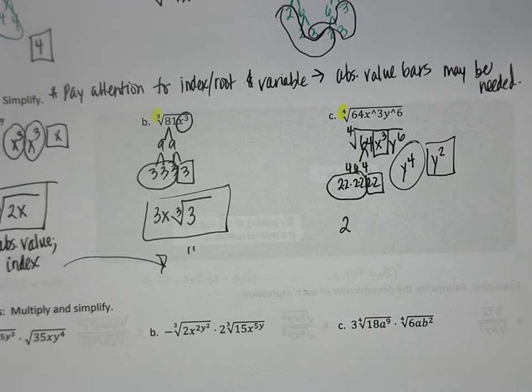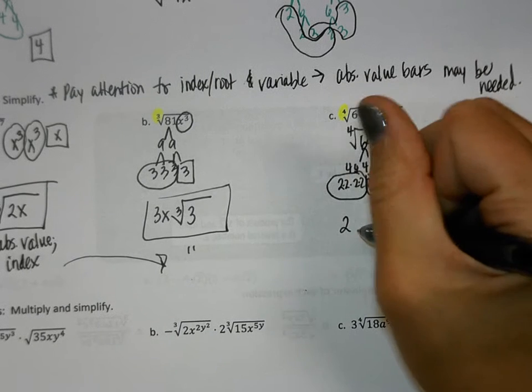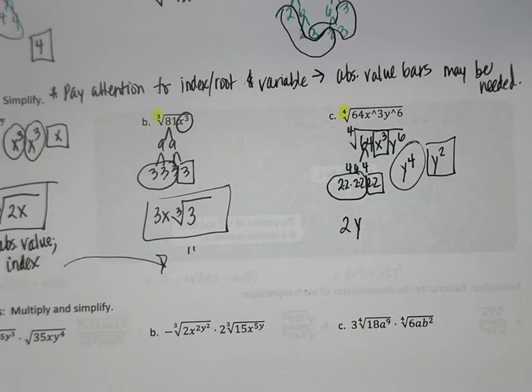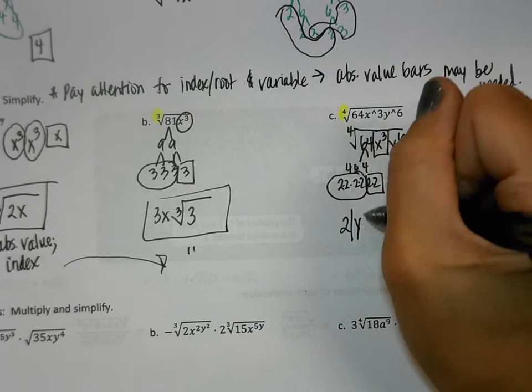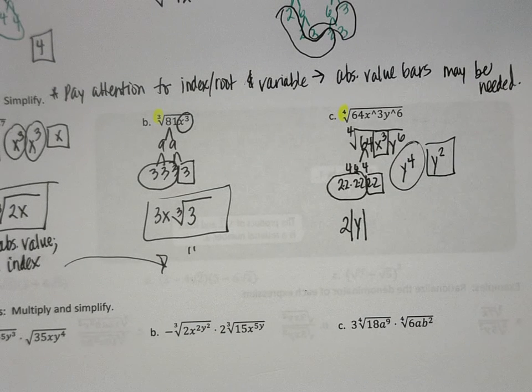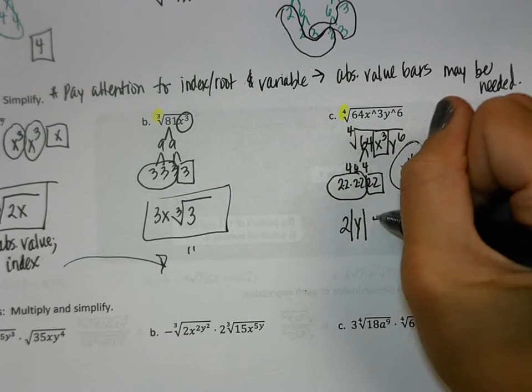When I bring that out, is that going to be an even or an odd exponent? It's going to be an odd exponent, right? Because it's just y. That y to the 4th becomes just 1y, right? Well, since it's only 1y, it's an odd exponent of 1. That means I will need an absolute value around it. If that had been y to the 2nd power, then I wouldn't have needed it. Okay?